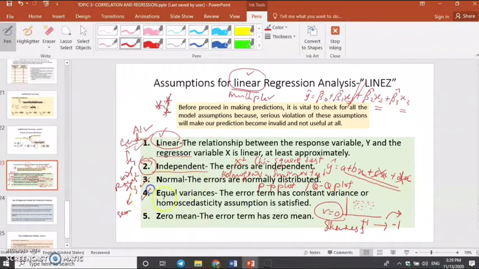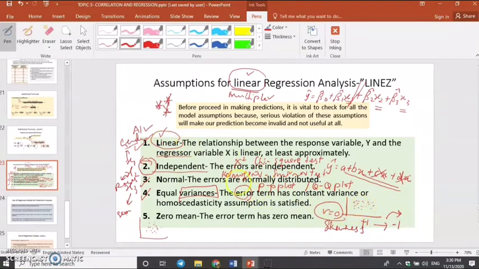So the fourth one is equal variances. Equal variances is in terms of the error term. So the error term has constant variance, or the homoscedasticity assumption is satisfied. So when you look at equal variances, the variance I am talking about relates to the error term, like the variation from before. So it must have no pattern. When you are plotting, like I said just now for the PP plot, I think I am wrong at this place.